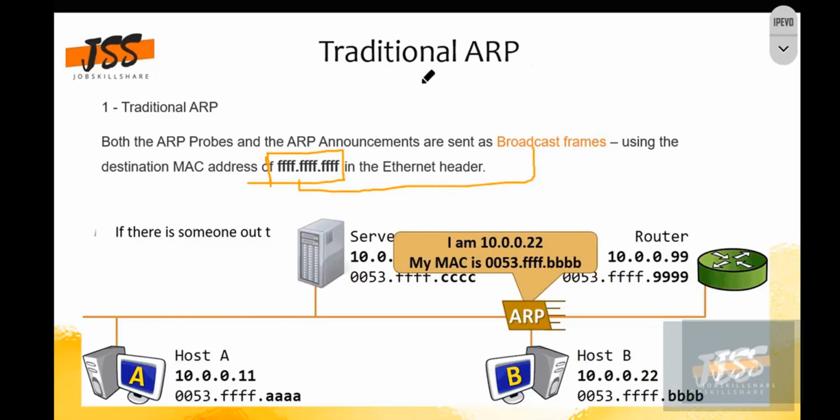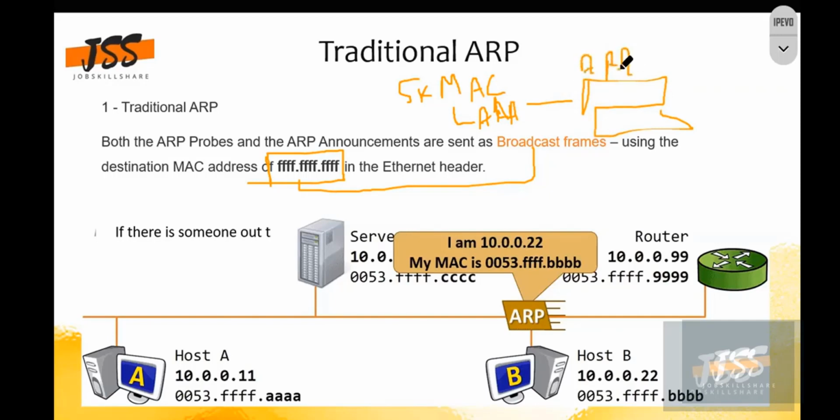Because it has learned about the source MAC, the switch has learned about the source MAC address because it was coming from some MAC address like AAA. So when it hits the switch, it knows that the source MAC is AAA. So it will add this into the CAM table, but it has no idea about the destination MAC.